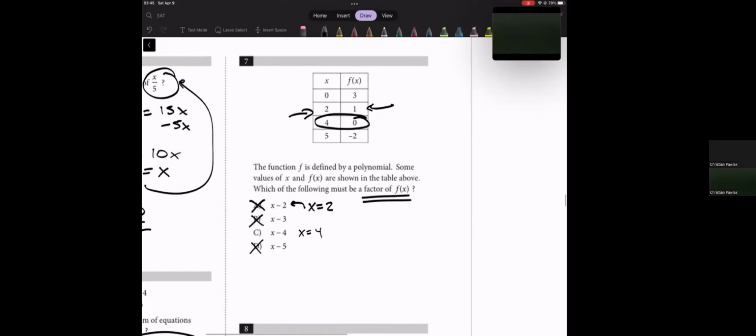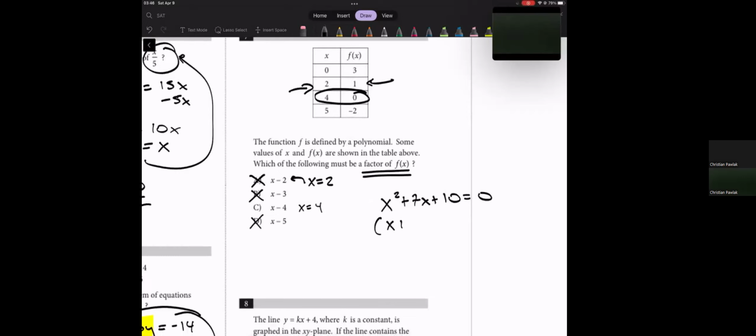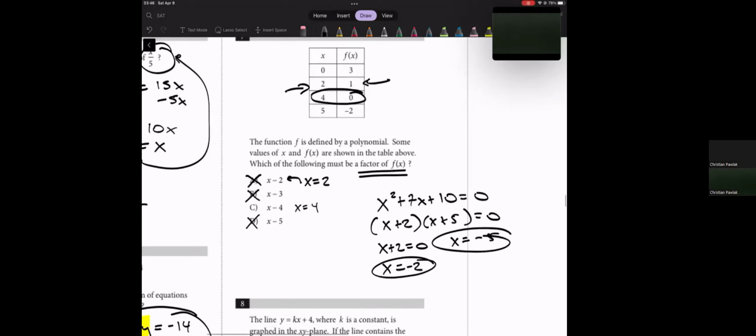For example, let's say you have this quadratic, x squared plus 7x plus 10 equals 0. If I factor it, I have x plus 2 times x plus 5 equals 0, okay? Well, solving this, I take x plus 2 is equal to 0, and I subtract 2, so I get x equals -2, and I get x equals -5, okay? So -2 and -5, if I plug those into this equation, then I get 0, and that's because these two are factors.